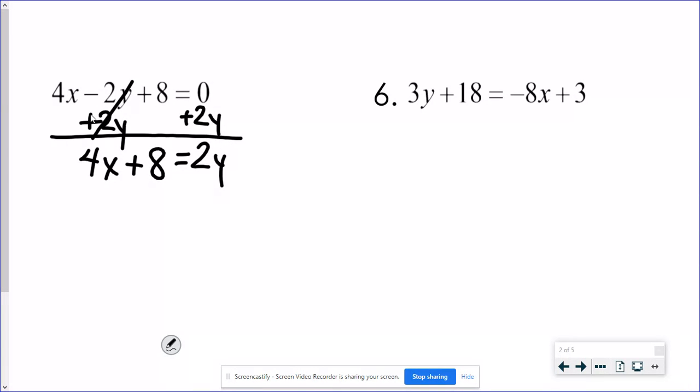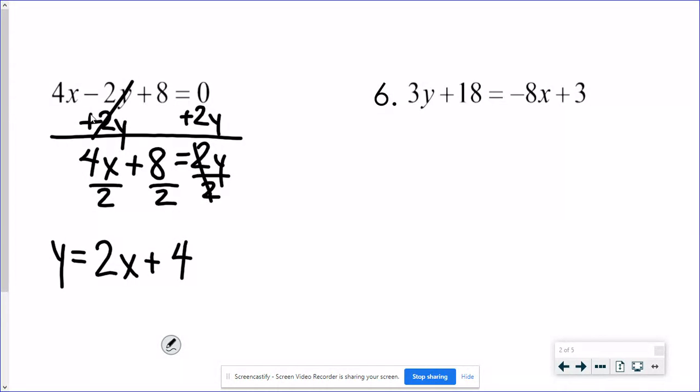Now I don't want 2y. I just want y, so I'm going to divide. And again, we're used to seeing the y first, so I'm just going to swing it out in front. 4x divided by 2 is going to be 2x. And then 8 divided by 2 is going to be 4. So if we were graphing this, we would start at 4. My slope would be 2, or 2 over 1, up 2 and over 1. That was just kind of a random problem that I put in there to practice, again, moving the y away.